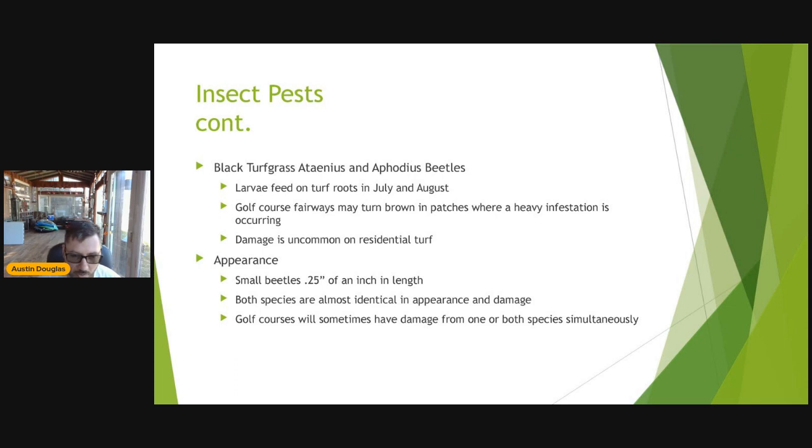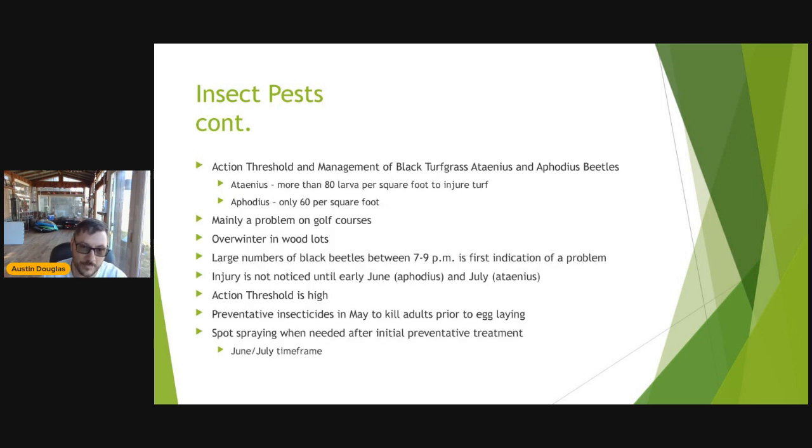Both species are almost identical, which we kind of just saw in that picture. And they're also identical in their appearance, but also their damage. So you could misidentify those, but you're going to be in the same realm of, hey, it's one of these two. Golf courses will sometimes have damage from one or both species simultaneously. So it's not always a guarantee that they're going to be together, but if you have stressed turf, it's highly likely that you're going to have more than one pest.